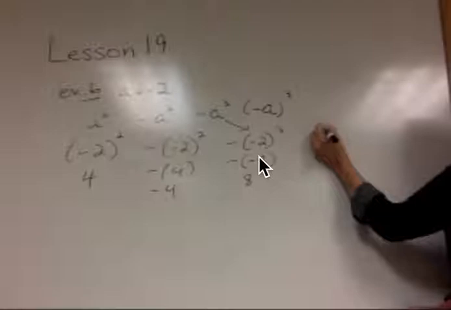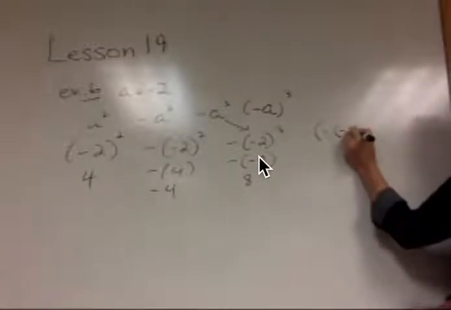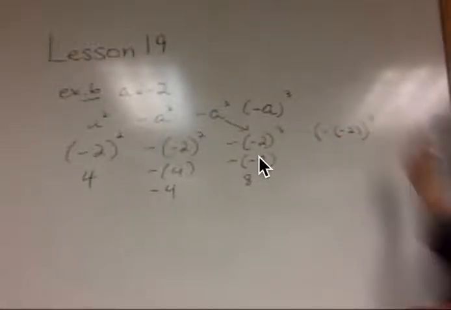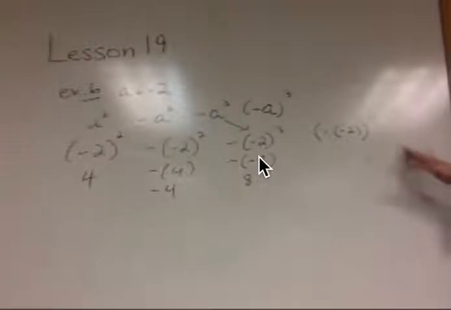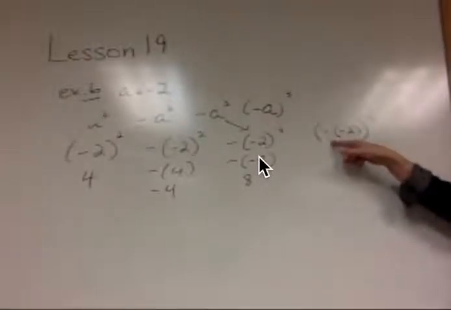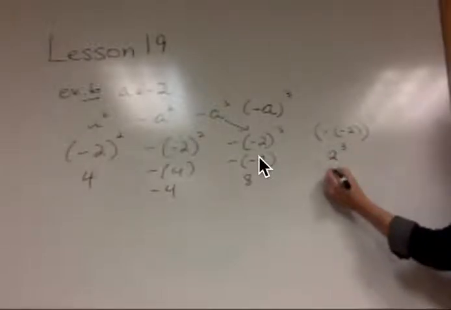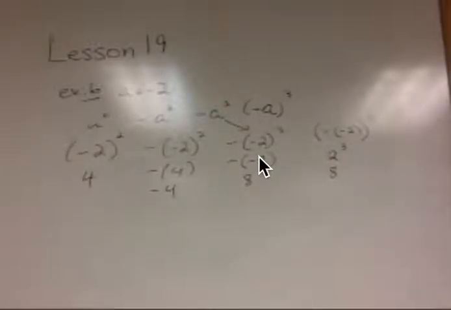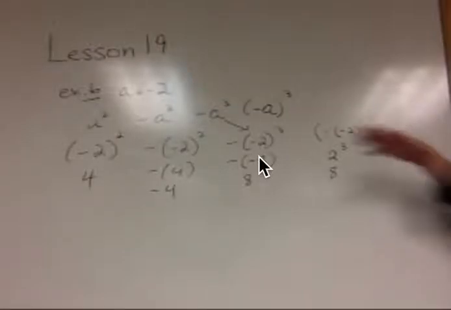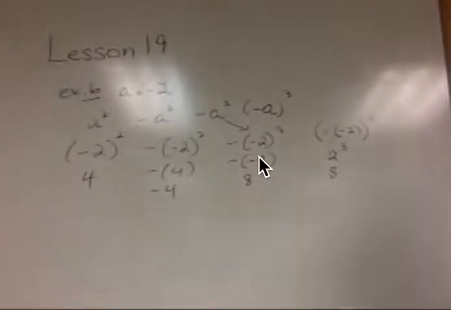So we're going to get a negative parenthesis, put the -2 in there, cubed. This one's a little tricky. Do you see how I put parentheses where the a is, but we still have the negative? So now I'm going to have a +2 cubed, which is going to be 8. So the cube ones are giving us 8, and the other ones are giving us 4. All right, so that's the main part of that.